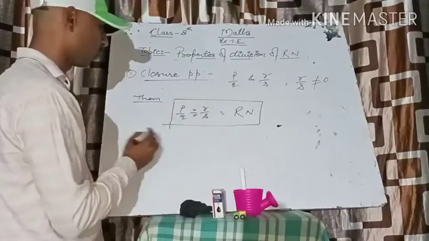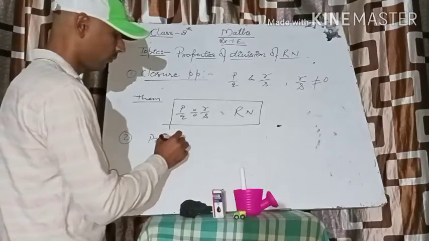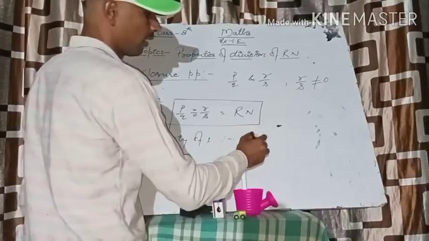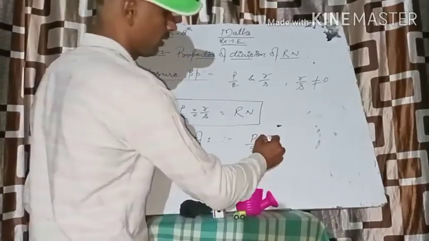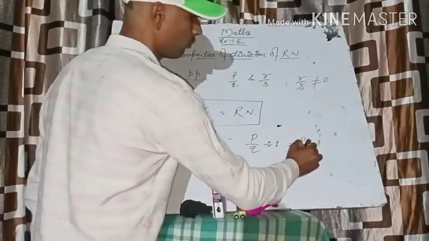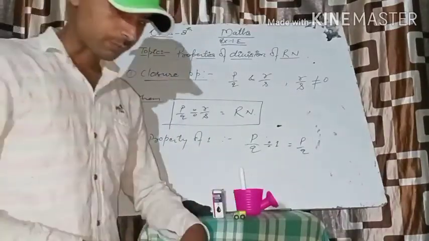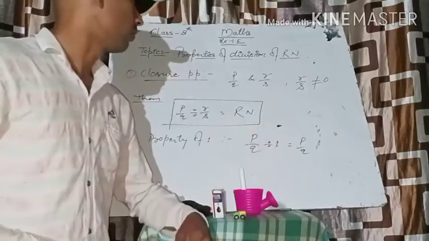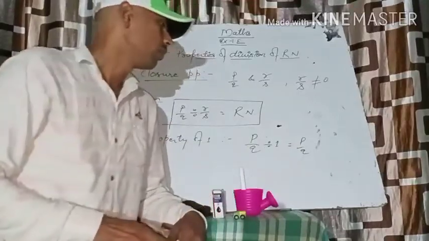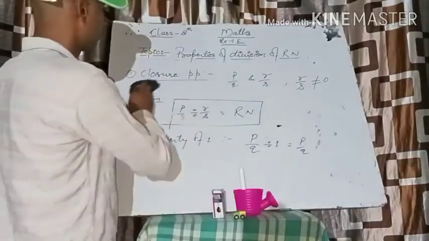One more is the property of 1. Suppose we divide any rational number p upon q by 1, then the answer is p upon q. In the same way, if you divide a rational number by its own inverse, you will get 1 as the quotient. Now let's start the exercise.